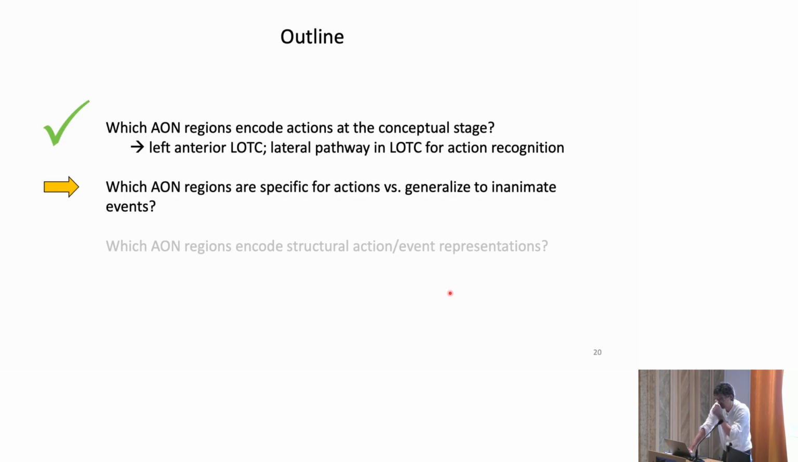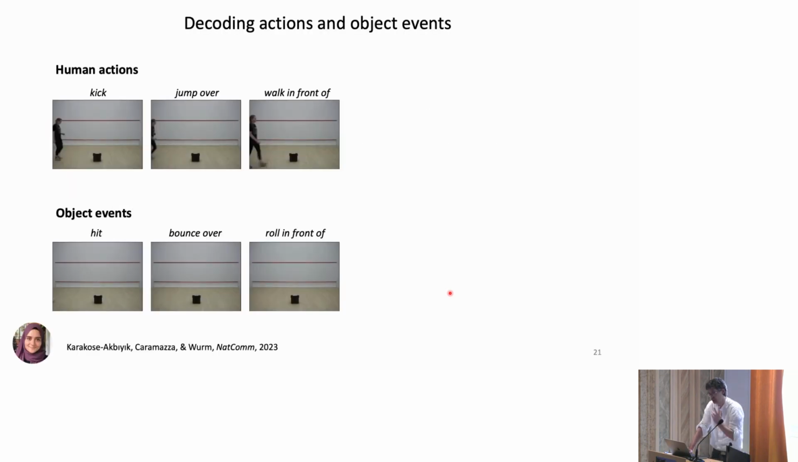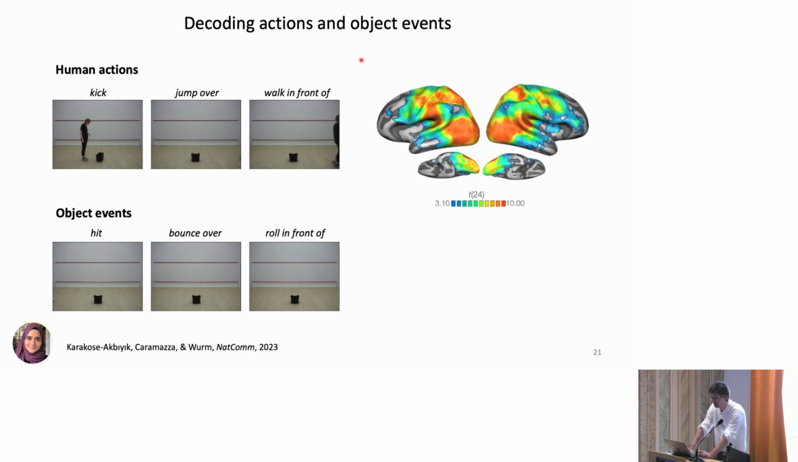So let's move to the next part. In this study with Seda and Alfonso, we compared the decoding of actions. So in this case, a person kicking a box, or jumping over the box, or just walking. And here you can see already the results, so there's nothing surprising. So again, just robust decoding in the expected areas in the LOTC and frontal-parietal cortex.